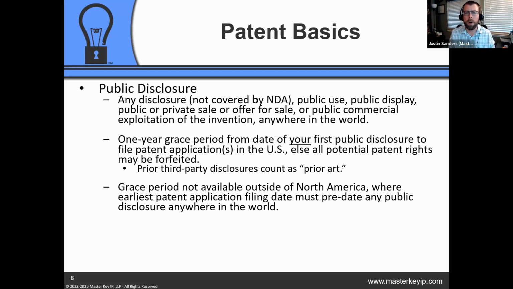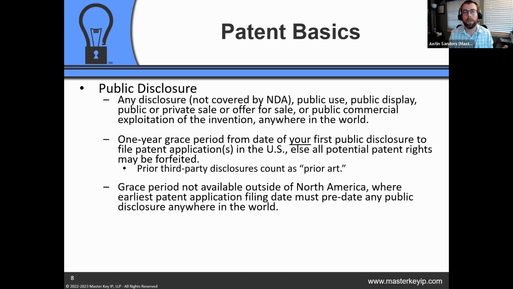And so where this all comes into play is that if you do publicly disclose in some way before you file your application, you still have a 1-year grace period in the US where you could still file your patent application as long as you file it within 1 year from that date of first public disclosure. Outside the US, though, you're out of luck.